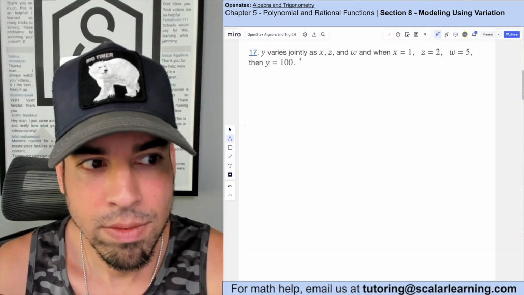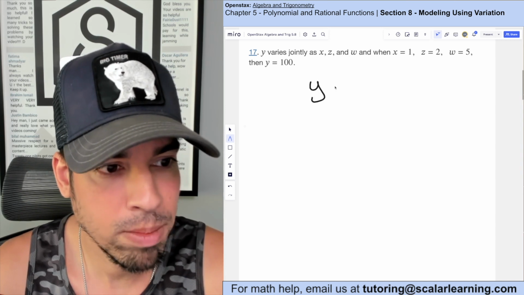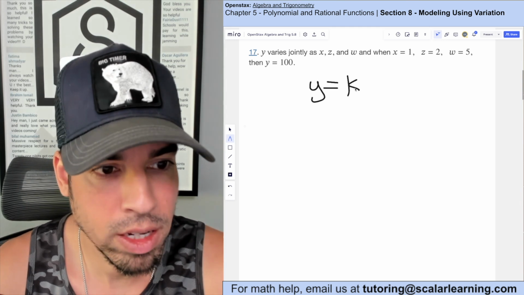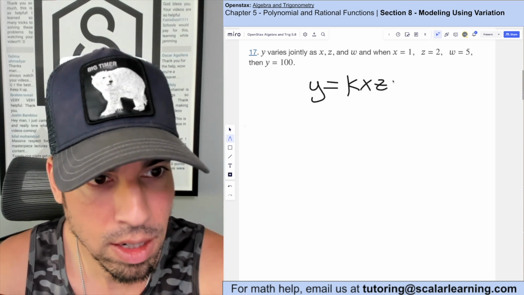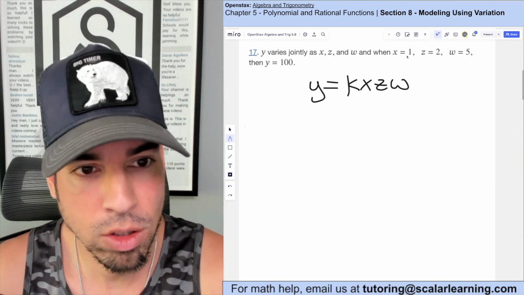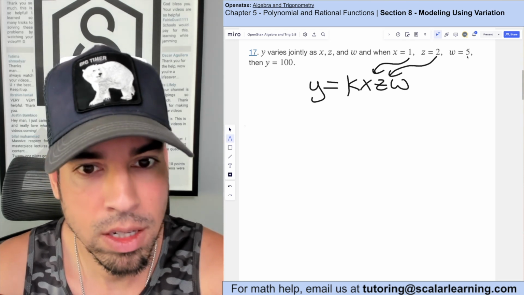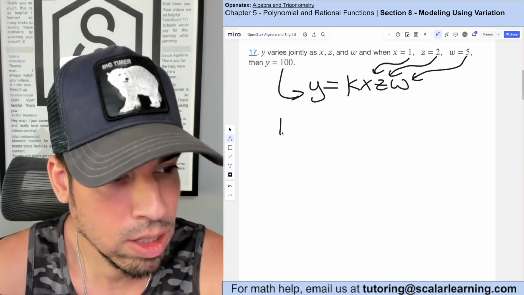Done. Y varies jointly as x, z, and w. So what does that mean? Y varies jointly, so it means it's y equals k and then times each of these, x, z, and w. And now again, we're just trying to solve for k to get the final equation, and they give us values for x, for z, and for w, and for y, 100. So all we do is we just plug everything in.